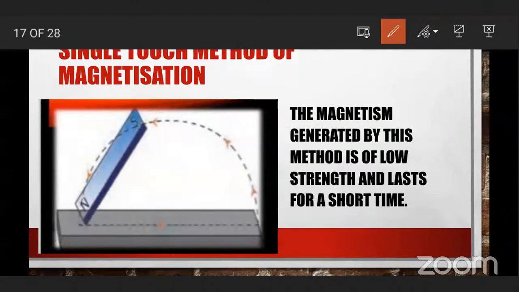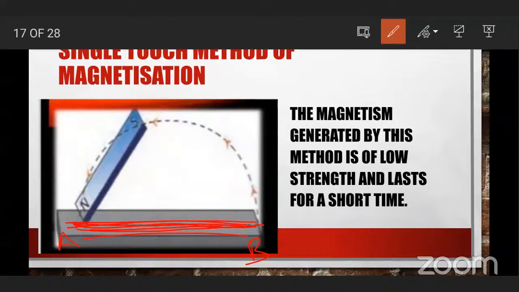What do we do in the single touch method? We take a steel bar AB, then the N pole of the bar magnet is placed here and dragged like this 15 to 20 times again and again. So the steel bar will be seen to have developed magnetism. इसमें क्या आ जाता है, जो स्टील बार है उसमें मैग्नेटिज्म आ जाता है, but this is temporary.